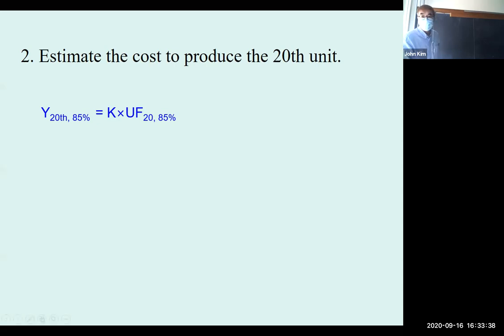This one is the same as if we use logarithmic: then it equals K times X to the n, equals K times, X is 20, and then log 0.85 divided by log 2. So this part is the same as unit factor 20.